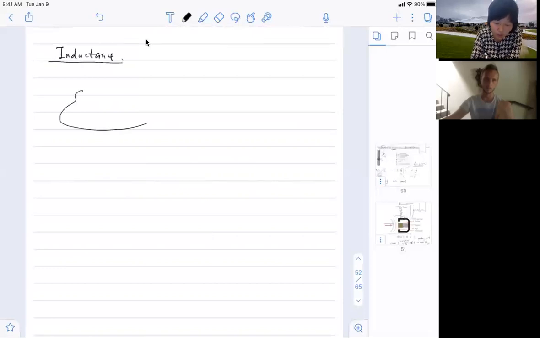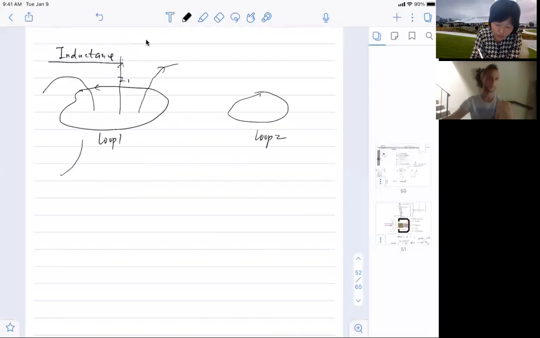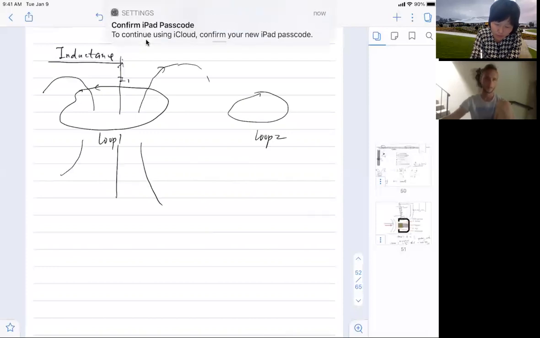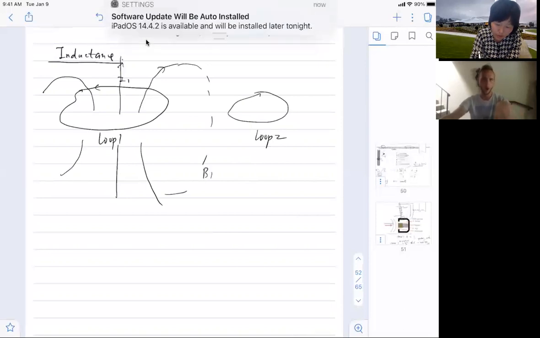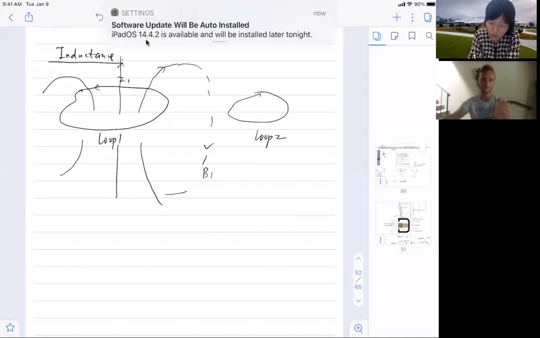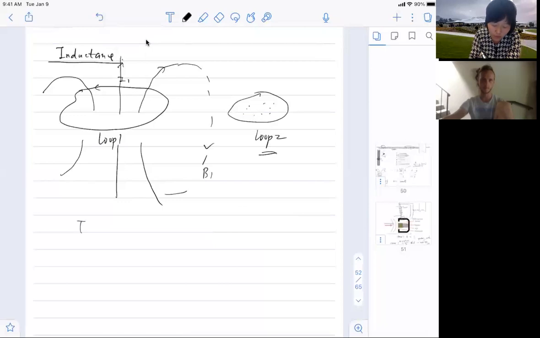So let's say we have a loop here, I1, and we have a loop here. This is loop one, this is loop two. And you can see that there is, of course, a B field through loop one. This is B1. And where loop two is, there's going to be some flux through loop two. So I'm going to say phi two is the flux through loop two due to loop one. The B field was produced by loop one.